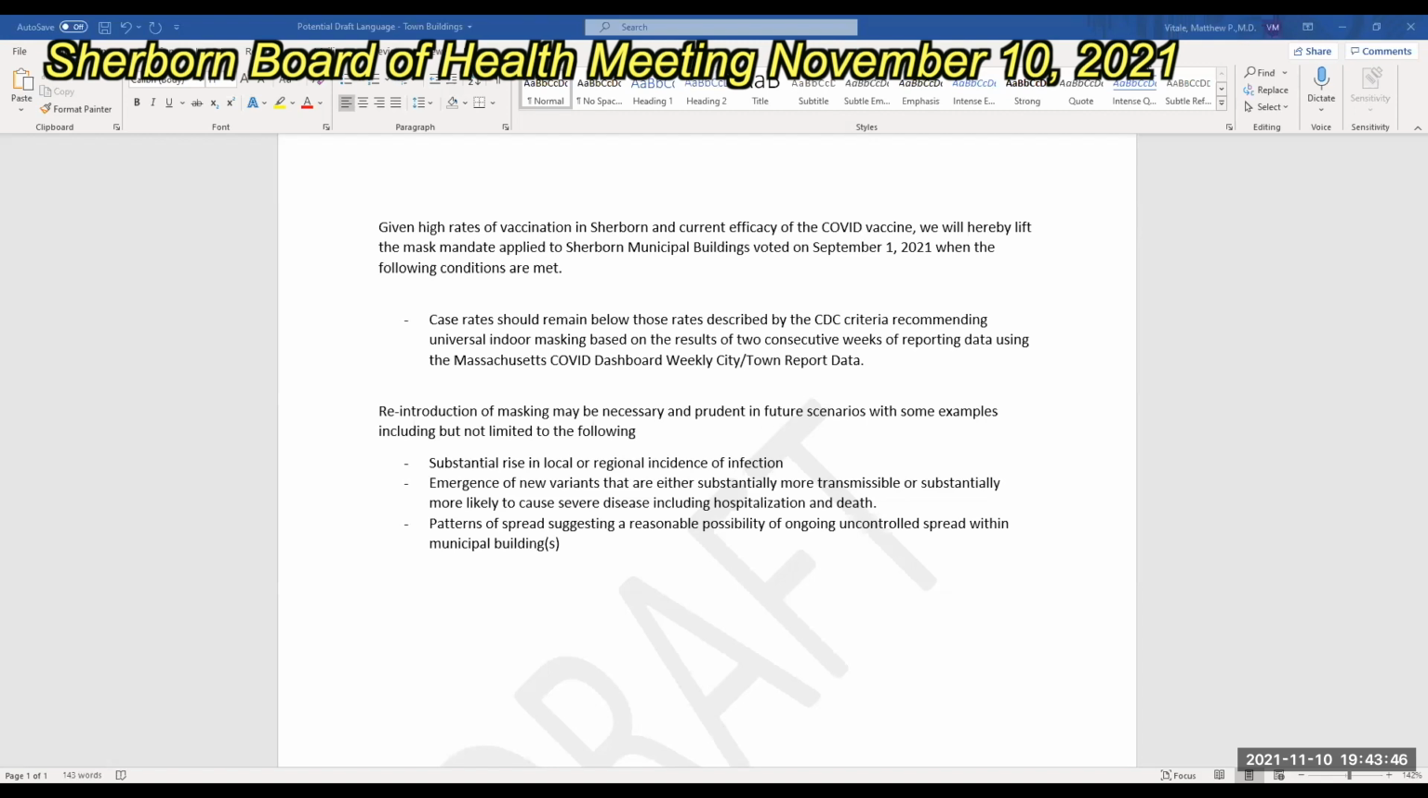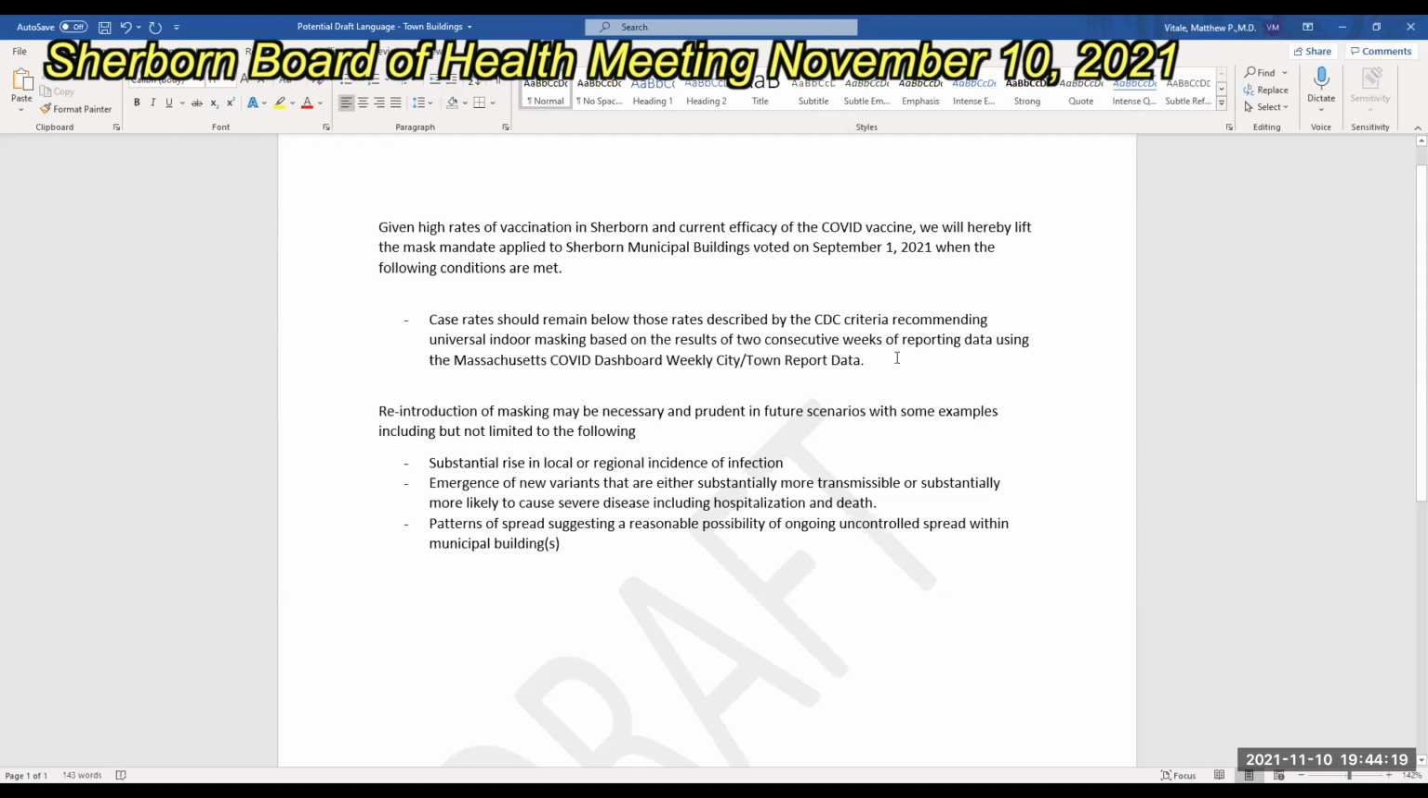Perfect. So I think folks can see my screen. Again, I'll walk through it similarly, but it's a bit shorter. Given high rates of vaccination in Sherborn and current efficacy of the COVID vaccine, we will hereby lift the mask mandate applied to Sherborn municipal buildings voted on September 1st, 2021, when the following conditions are met. Case rates should remain below those described by the CDC criteria recommending universal indoor masking based on the results of 2 consecutive weeks. So this language is essentially the same, and the threshold is the same as that which we adopted for school.